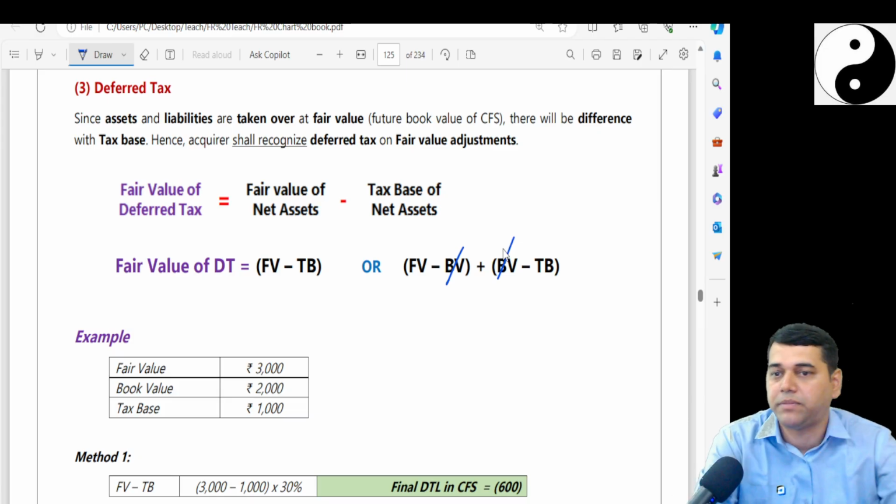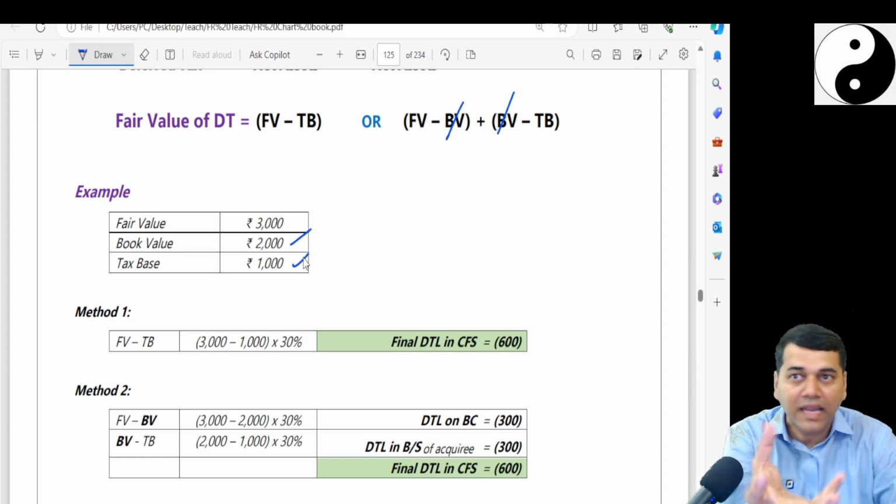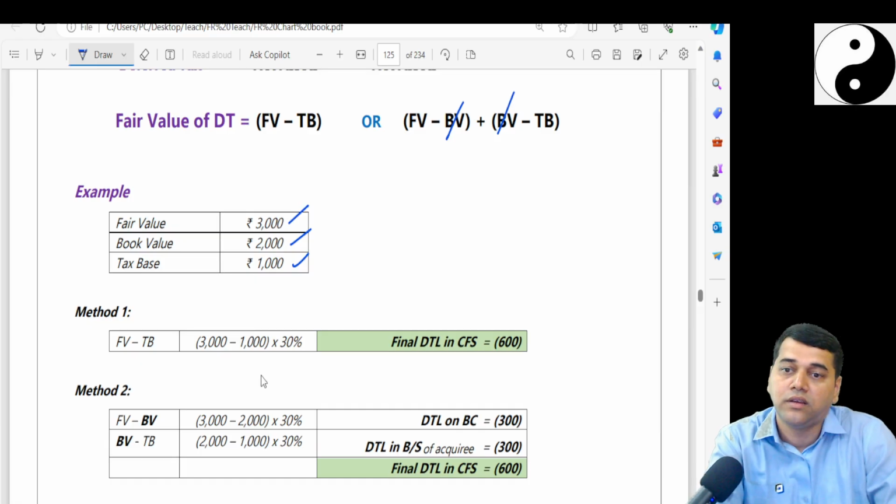Just look at this example. The fair value, say PP was there. The PP's tax base was 1000 rupees. Book value was 2000 rupees. And when I acquired, its fair value was 3000 rupees. Now on acquisition, is there a deferred tax liability in my CFS? You will tell me, yes sir, fair value minus tax base, 3000 minus 1000, into 30%. You say there is a deferred tax liability of 600 rupees.